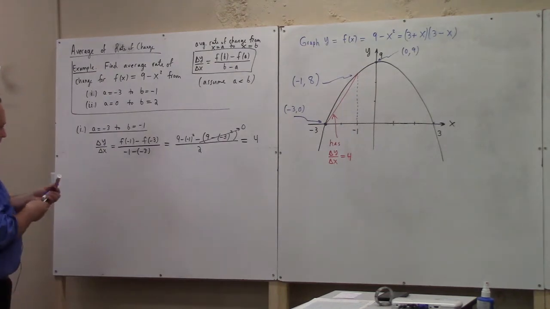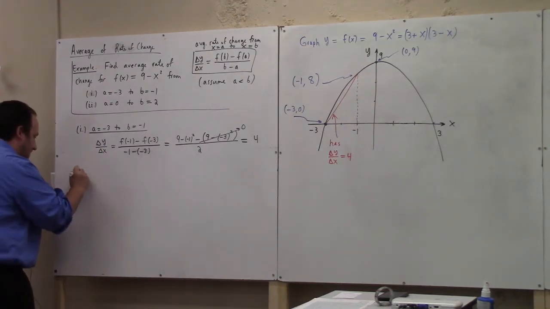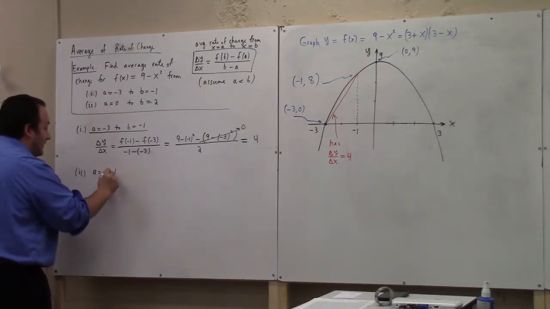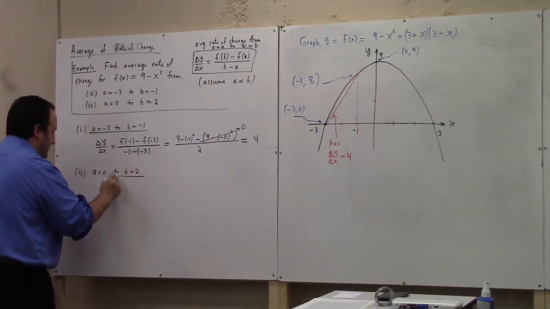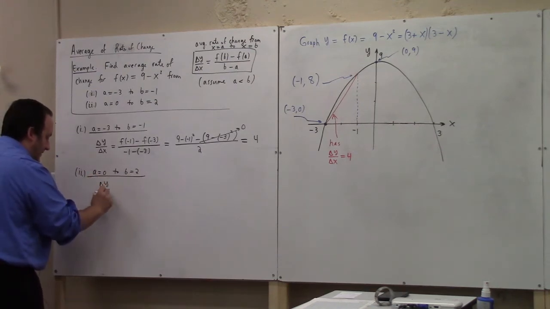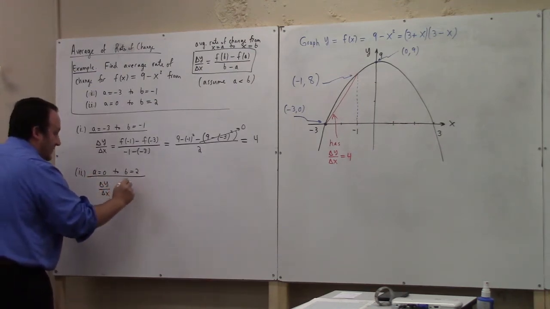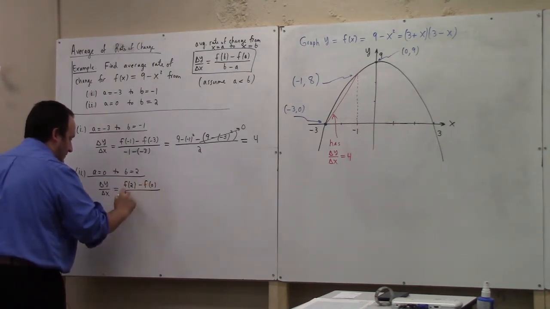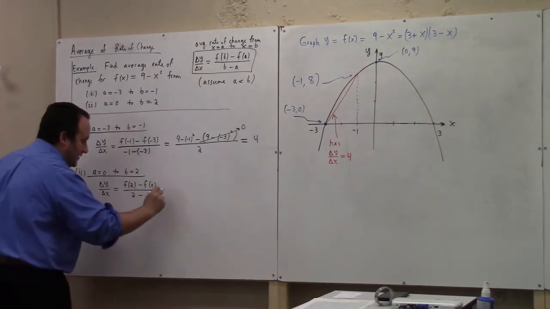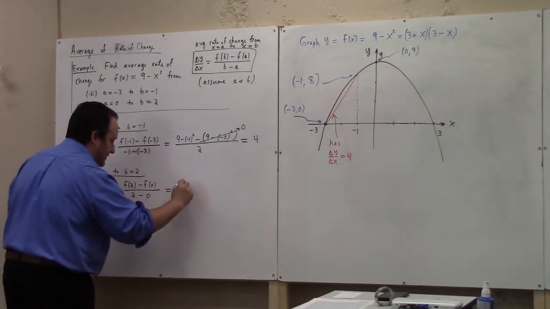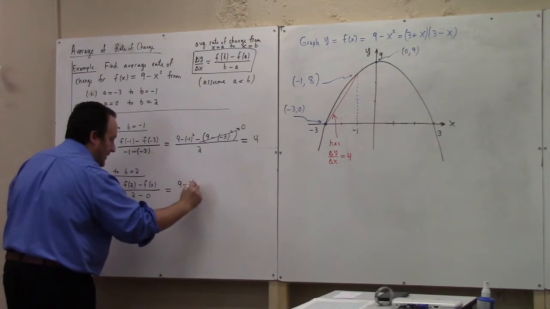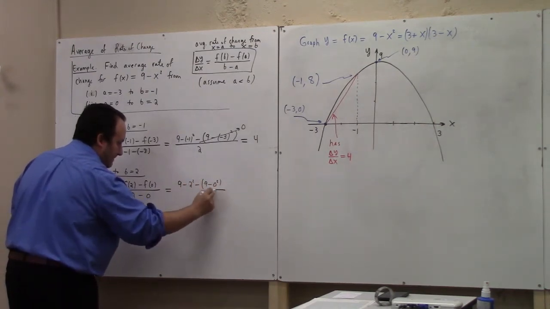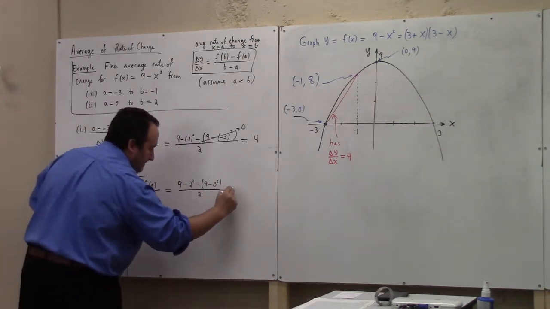All right. Part 2, we're going from a equals 0 to b equals 2. We calculate the change in y over the change in x, the average rate of change. So we've got f of 2 minus f of 0 over 2 minus 0. But what's f of 2? It's 9 minus 2 squared, right? Minus f of 0, which is 9 minus 0 squared, all divided by 2.